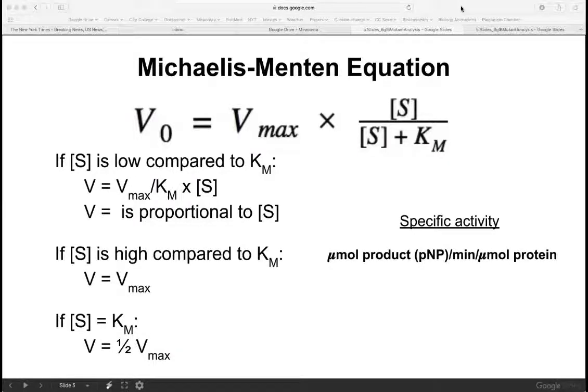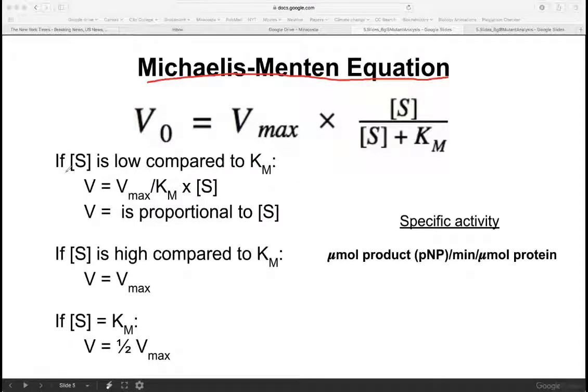We can formalize the relationship between reaction rate or reaction velocity and substrate concentration mathematically in what's known as the Michaelis-Menten equation, and it's written right here. What it says is the reaction rate, or V0, is equal to Vmax times substrate concentration divided by substrate concentration plus Km. This is a little bit complicated, but let's take some simple examples.